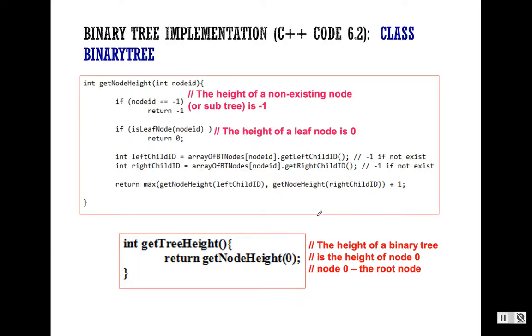All right, now let's see how we can solve this problem using a recursive function. So given the node ID, we can calculate the node height. So how is that? If the node ID is -1, we are going to return -1. That means there is no node. Okay, so if the node is a leaf node, this is going to return 0, and this is our base case.